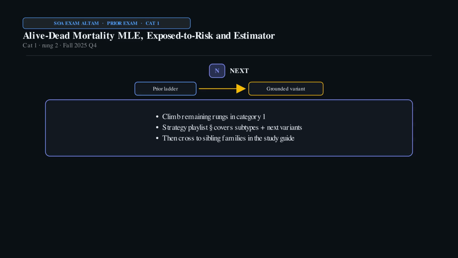After this sitting, climb higher rungs in Category 1 before switching families. Watch the matching strategy video for subtypes and grounded next variance.